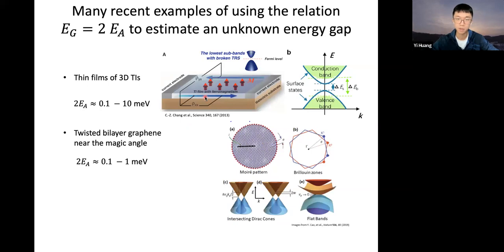There are many motivations from recent experiments such that we think that maybe this is not reliable. For example, if we take a thin film of 3D topological insulators, here I show you a magnetic one, where they use magnetic impurities to dope the sample.